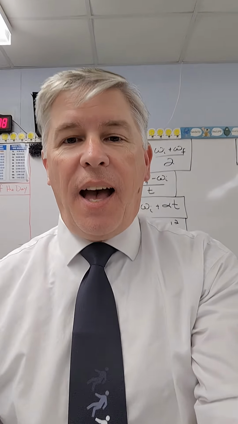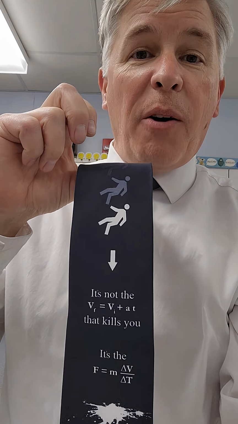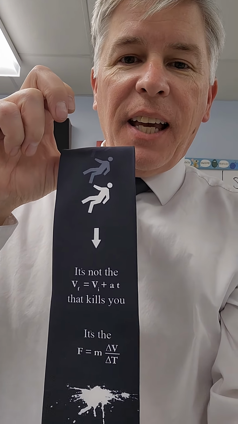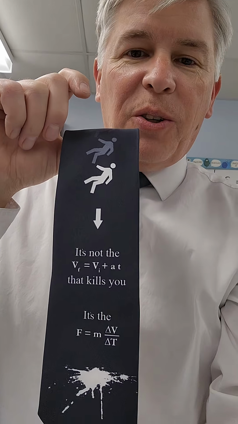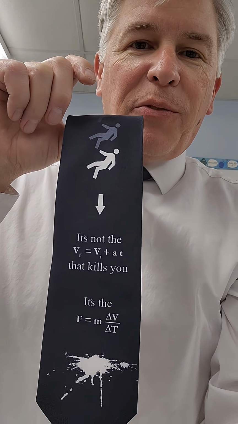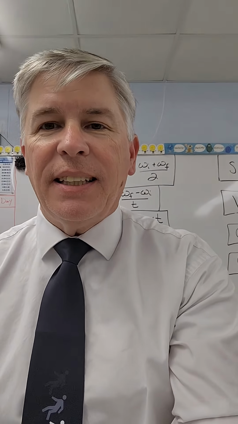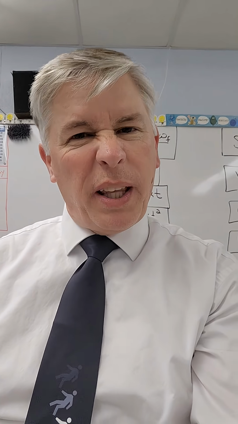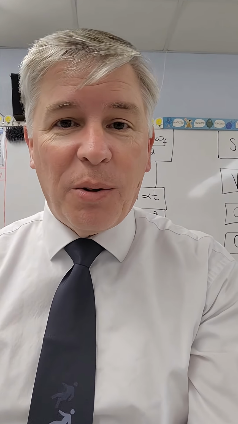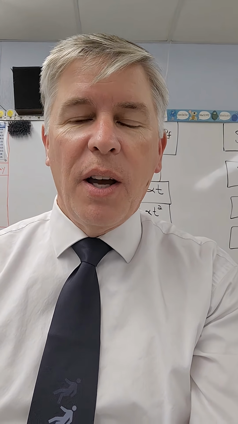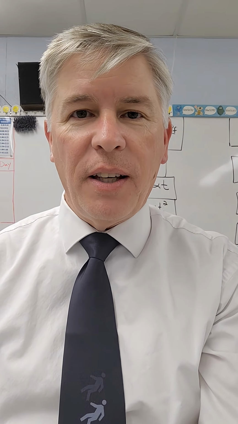I have a wonderful little tie that one of my students got me that talks about falling objects. It says, it's not the vf equals vi plus at that kills you, it's the F equals m delta v over delta t, and then splat. The idea is it's not the fact that you're moving really fast, it's actually the force and the change in momentum right at the end that's going to do it. So, fun little tie that I was wearing today. I thought I'd give a shout out on the Hinstitute.